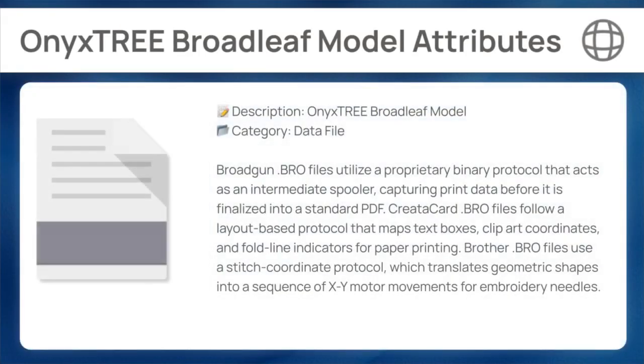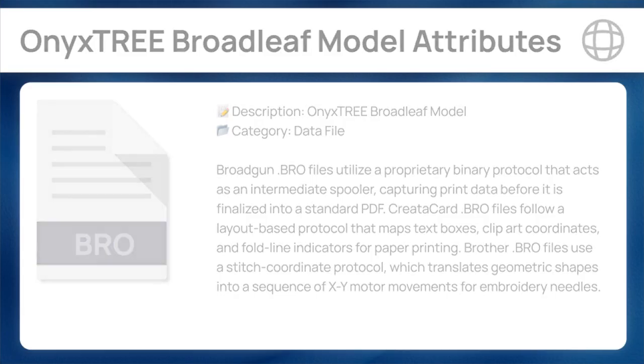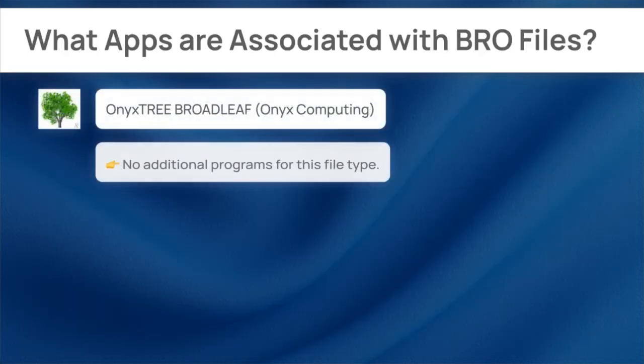Broadgun .bro files utilize a proprietary binary protocol that acts as an intermediate spooler, capturing print data before it is finalized into a standard PDF. CreataCard .bro files follow a layout-based protocol that maps text boxes, clip art coordinates, and fold-line indicators for paper printing. Brother BRO files use a stitch coordinate protocol, which translates geometric shapes into a sequence of XY motor movements for embroidery needles. The BRO format was designed to be handled by OnyxTREE Broadleaf from Onyx Computing.